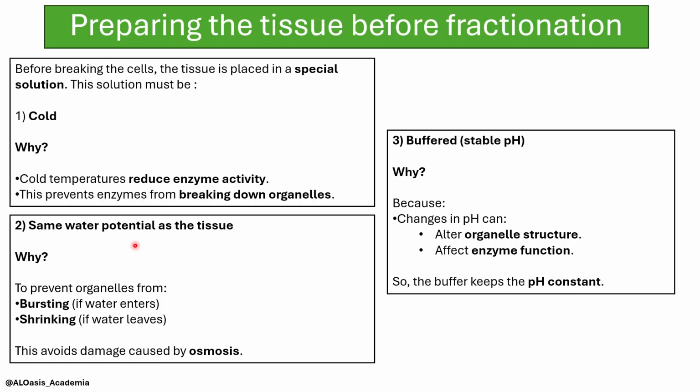The third point is for the special solution to be buffered. Buffered means it has a stable pH. Why do we need a stable pH? Because changes in pH will alter the organelle structure and also affect enzyme function. If we get a very low pH, the enzymes might stop functioning. This might damage the mitochondria, and we don't need that. We need to keep the tissue as intact as possible until we extract our organelle of interest. So the buffer keeps the pH constant.